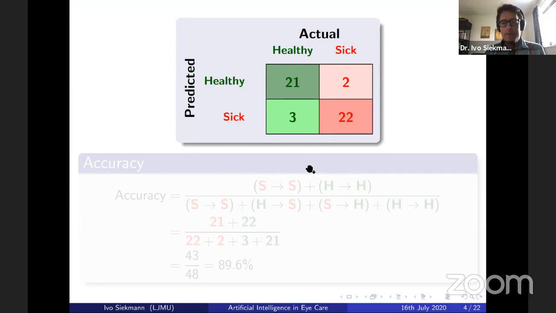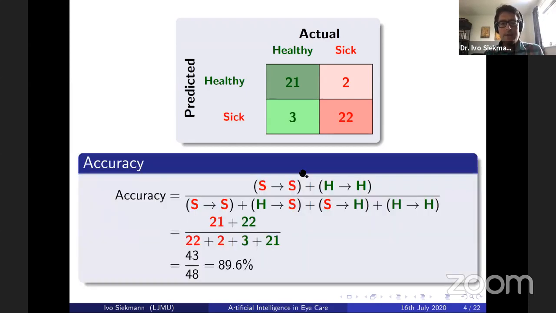When we want to get an overall measure of how well we did, we can calculate the accuracy. The accuracy is simply looking at the total number of examples that we got right. So we have 21 healthy patients that we found correctly and 22 sick patients that we found correctly.